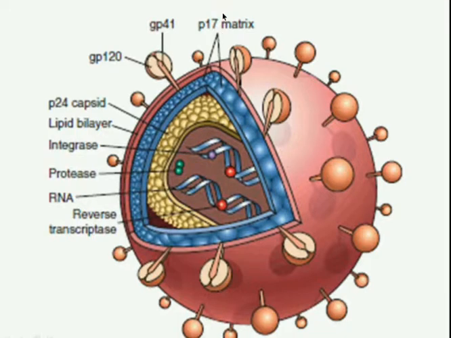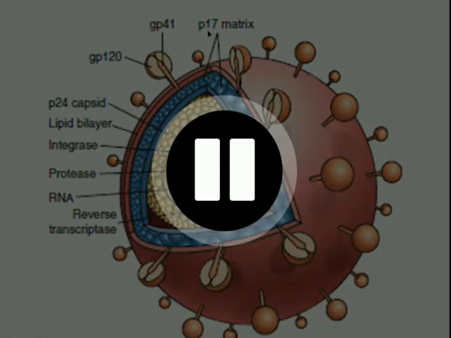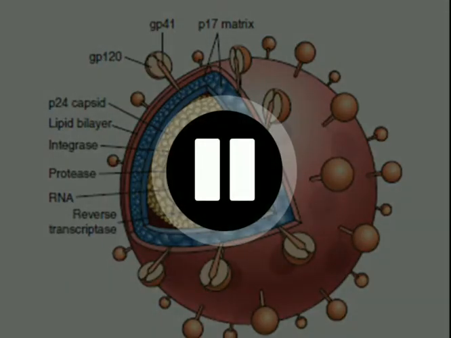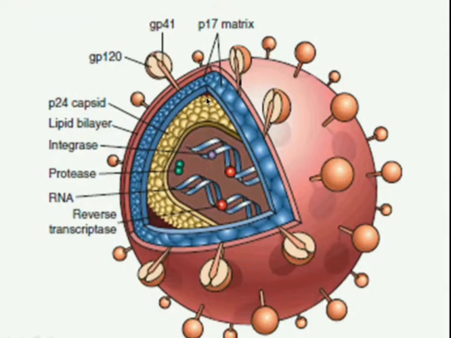Then there is a matrix protein, P17 matrix protein. Then there is a nucleocapsid protein, P7 and P9. The most commonly used antigens are the P24 capsid protein and the P17 matrix protein. These components, P24 capsid protein, P17 matrix protein, and nucleocapsid protein P7 and P9, are all coded by the GAG gene.